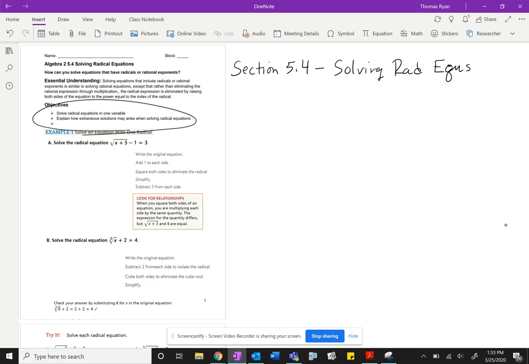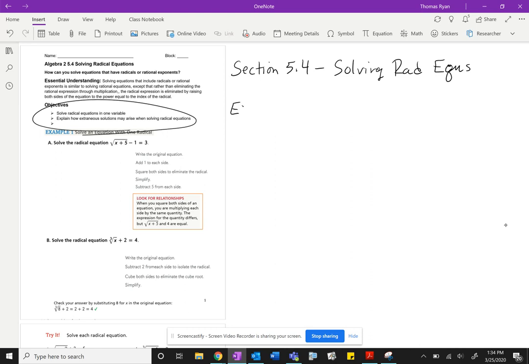All right, I want you guys to look over on the side here. We've got a couple objectives. First and foremost, we're going to solve radical equations in one variable. And then remember, we are at the point in our math careers that sometimes these math equations lie to us and we have to identify the extraneous solutions, the ones that don't make the original true. All right, so let's get right into it here.